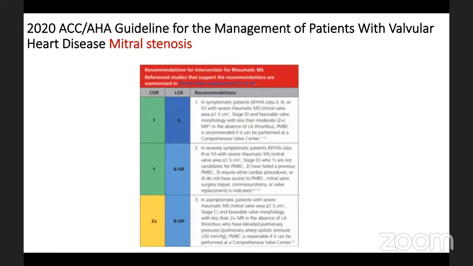Moving to the indications for mitral valve replacement. Generally speaking, severe symptomatic valve disease is an indication for intervention. For mitral valve stenosis, in symptomatic patients with New York Heart Association class 2, 3, or 4 with severe mitral stenosis, this is a class 1 recommendation for intervention.